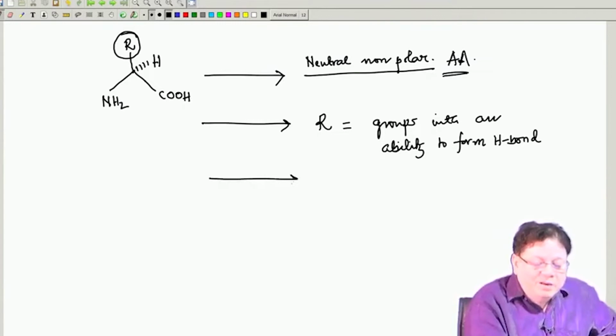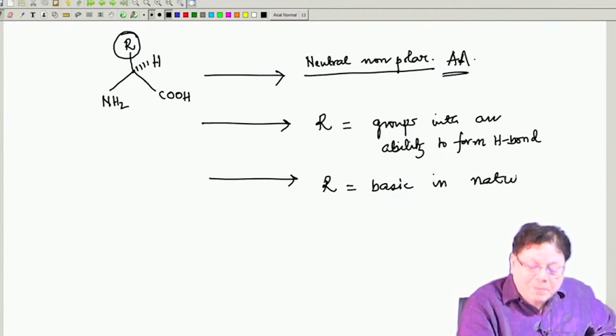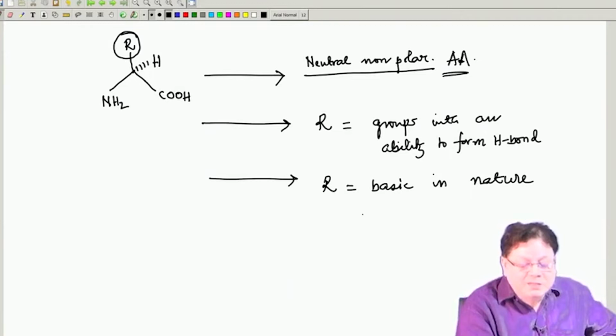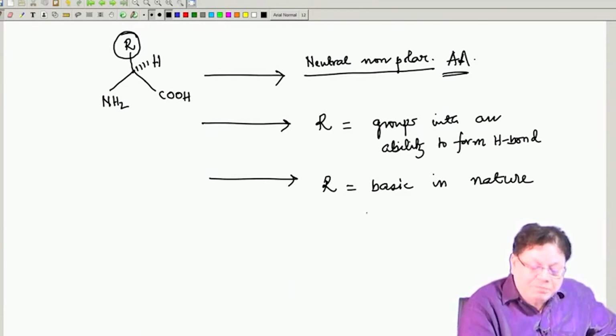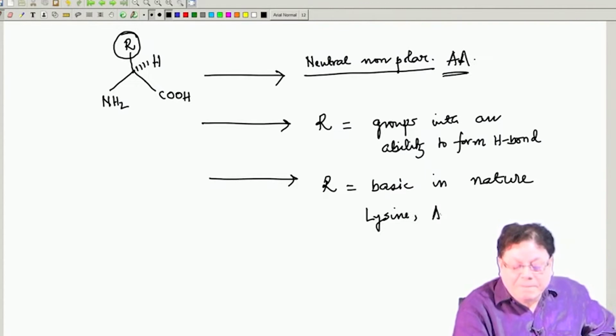You can have R groups which are basic in nature. And amongst these, there are 3 amino acids. One is lysine, another is arginine, and the third one is histidine. These are the 3 basic amino acids.